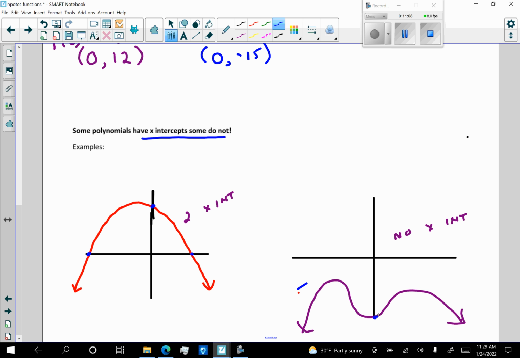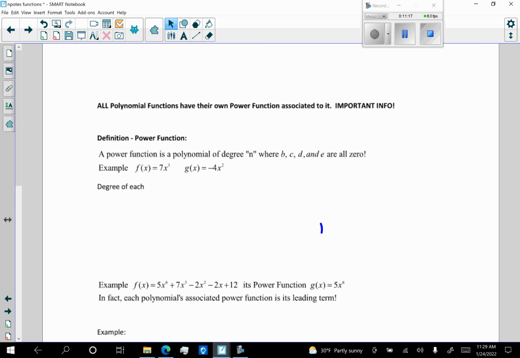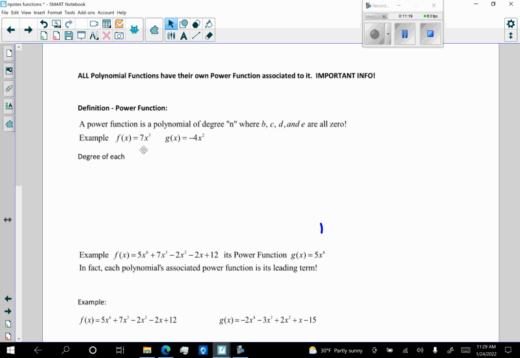Well, let's talk about something that's a little bit more detailed and confusing. So all polynomial functions have their own power function associated with them. Power function. What the heck is a power function?